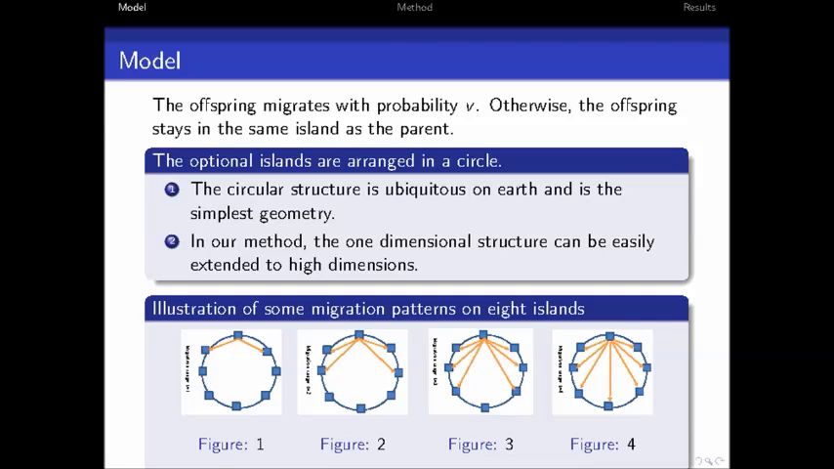Here we only illustrate some migration patterns on 8 optional islands. Each square is an island. The arrows denote the range of migration. From figure 1 to figure 4, the range of migration is 1, 2, 3, 4.